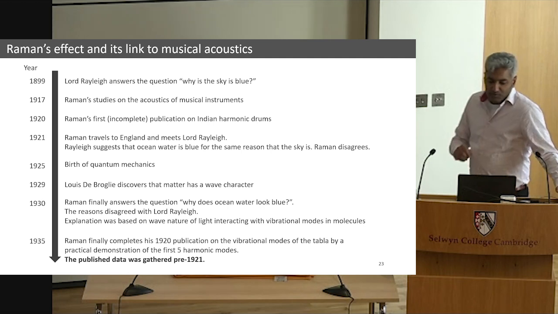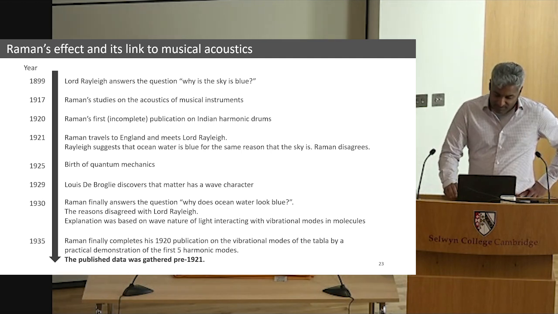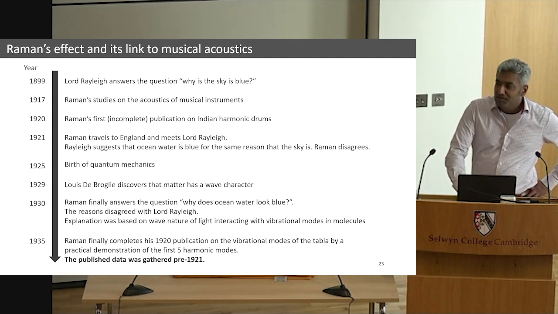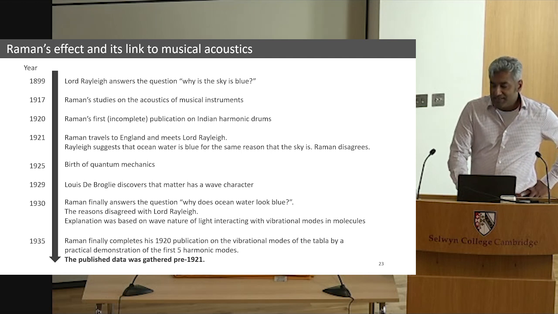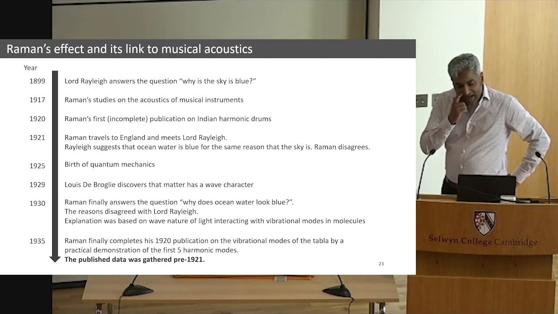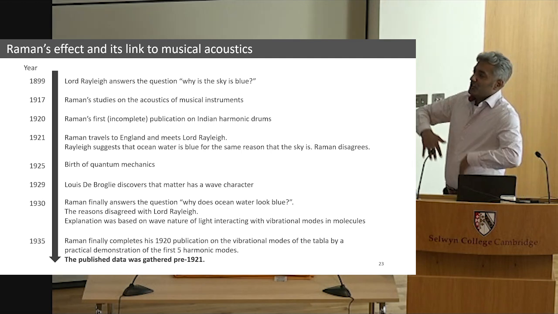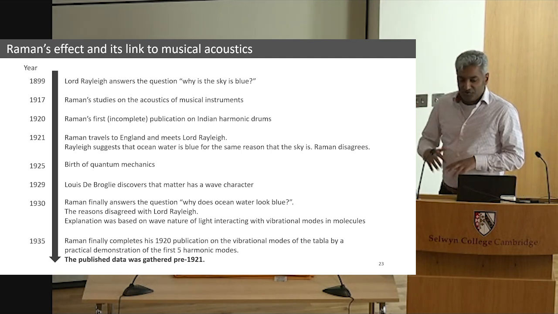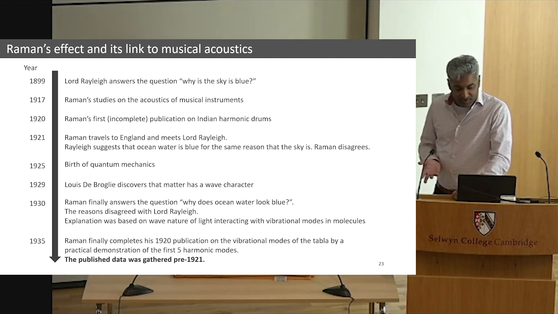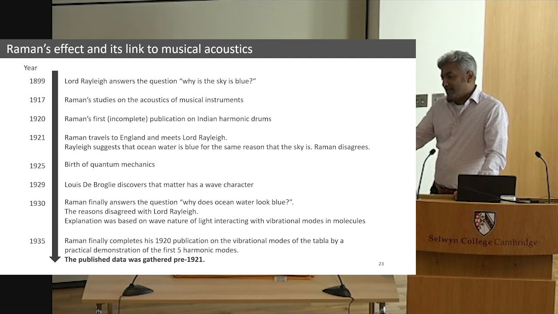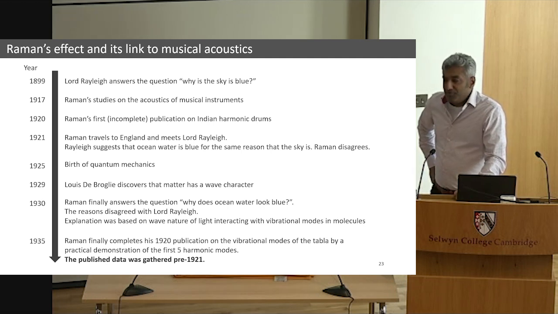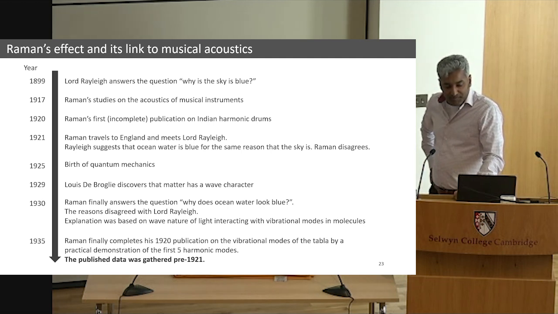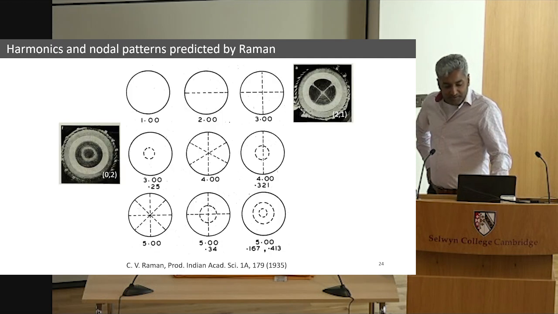1930, the fanfare is over. Raman wins the Nobel Prize. 1935, he comes back and publishes what he had studied on the tabla about 15 years earlier. So he gathered lots of data on the vibrational modes of the tabla drums, and he publishes a paper in 1935 with all the data that he accumulated pre-1921. And this is the article, 1935, as you can see over here.